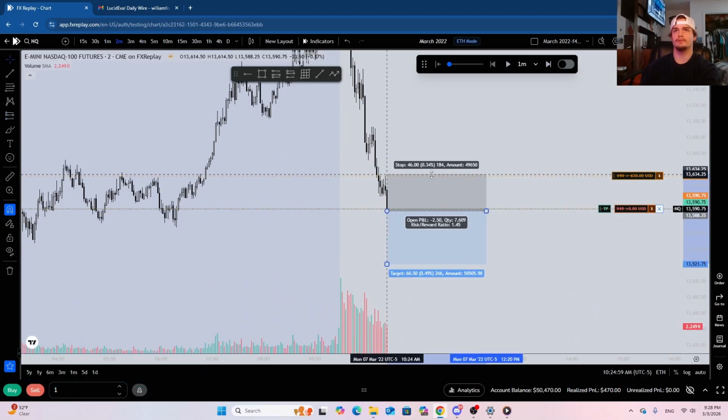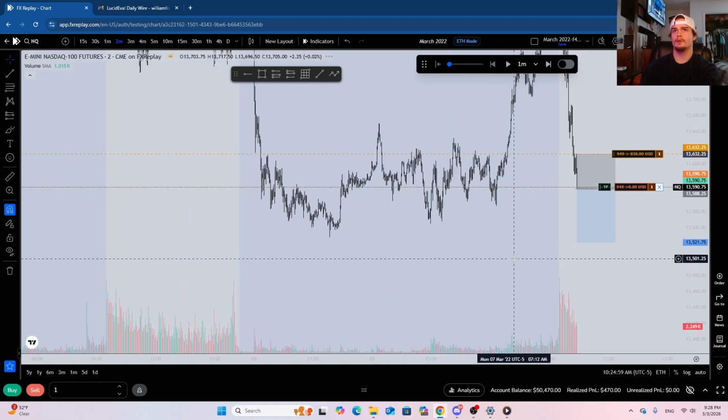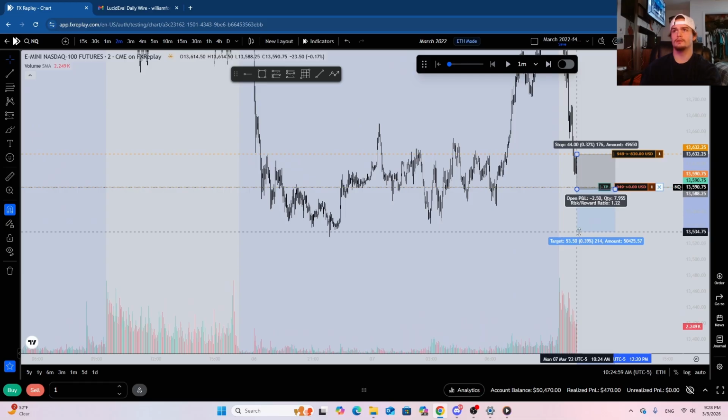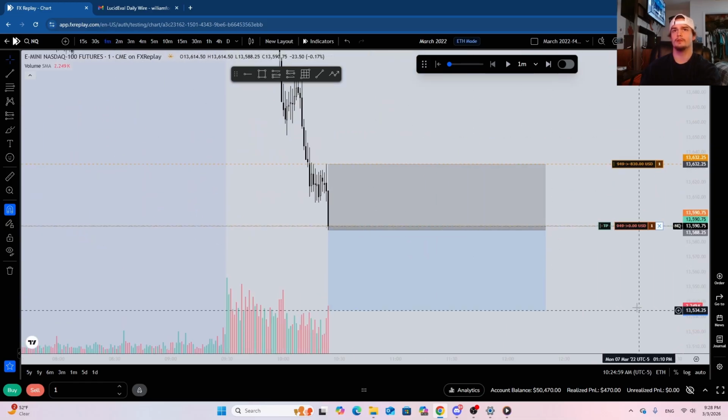Like I said, it's a bit hefty of a stop. That is realistically where I would put that at though. Targeting these lows right here. Solid 1-to-1. Let's just see how this plays out. We're just placing pretty heavy.